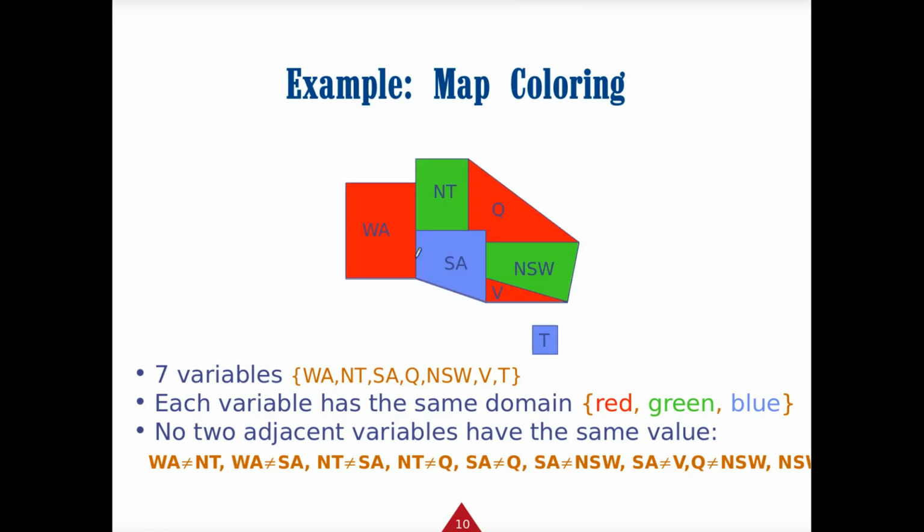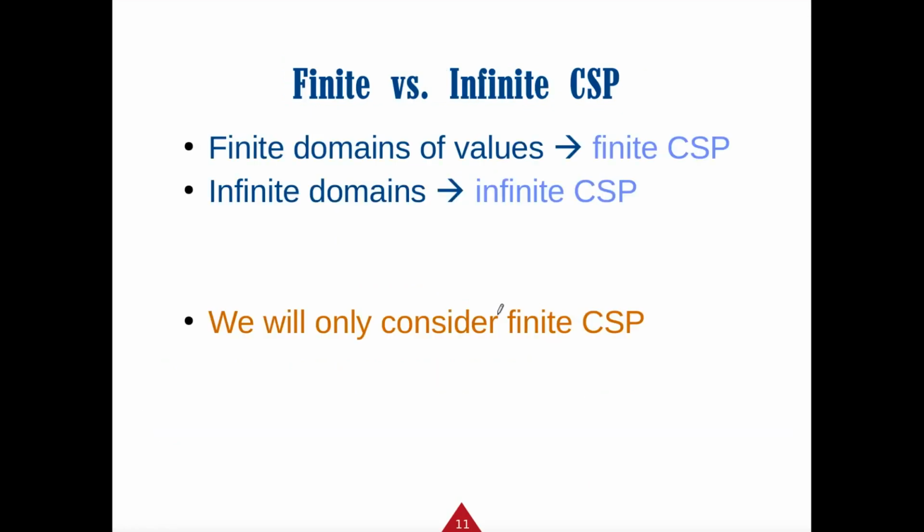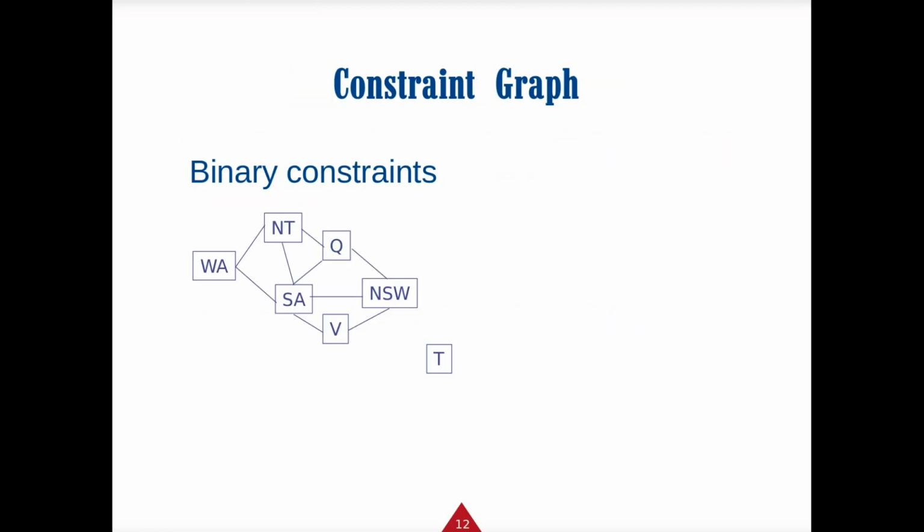So basically what we do is start with red on one and then see which ones we can't do with that one, and then move forward. If there's a finite number of domain values, we have a finite CSP. We can also have infinite domains. Usually it doesn't happen, but we do have infinite CSPs. In this case, we only consider finite CSPs. For the binary constraints, you can see these are their connections, and basically you can't have the same values for each one of these.